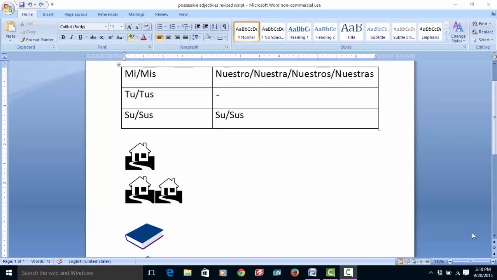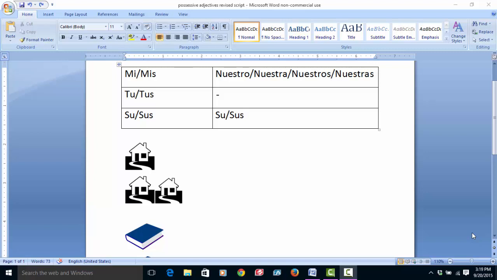The objective of this lesson is to be able to express possession using the Spanish possessive adjectives. In other words, to be able to indicate what belongs to someone. You can tell by the word adjectives that we're going to have to keep in mind that whole masculine, feminine, singular, plural situation which you have all come to know and love.